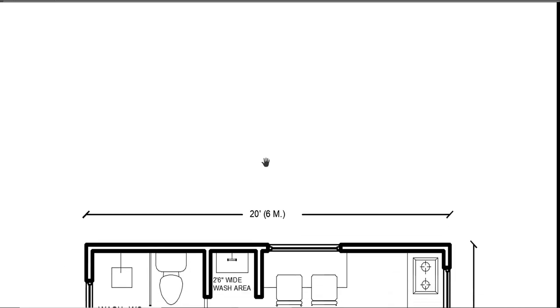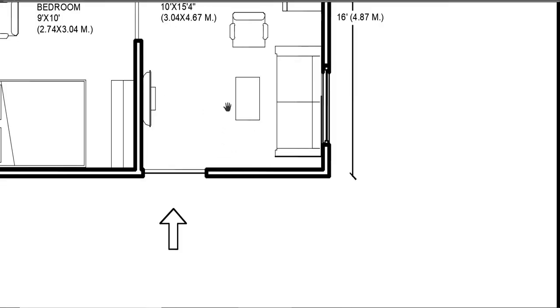So this is the floor plan of the house. There are 2 shipping containers of 20 feet. The total area I have taken is the width is 20 feet, in meters 6 meters, and the length is 16 feet, in meters 4.87 meters. In the front we have a sliding door here. After that we'll go inside.